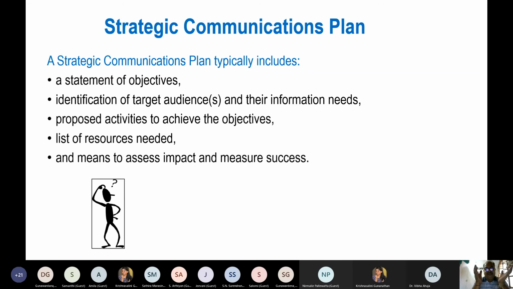Identification of target audiences and their information needs. It is not important what I like. It is most important what my audience likes. It is the audience which has to give a green signal, a final green card to my technology, rather than I force my technology upon them. Then, proposed activities to achieve the objectives. How we are going to get our objectives has to be well defined.